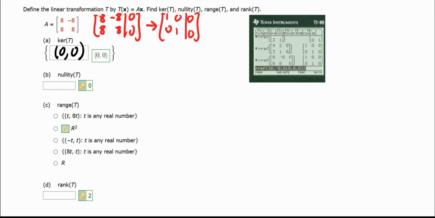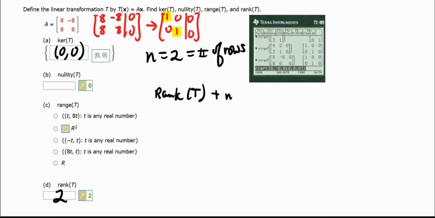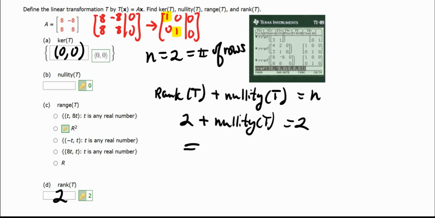Now the rank is 2, right? Because you count the number of leading ones that I have on the main diagonal. There's 2. And n is equal to 2, right? So n is equal to 2, the number of columns. So the rank theorem says that the rank of T plus the nullity of T has to equal n. Well, if I have 2 for the rank, plus the nullity of T, is equal to 2, then that has to imply that the nullity is equal to 0.